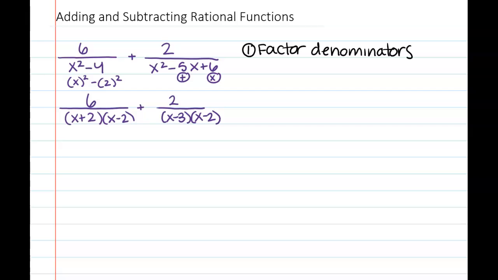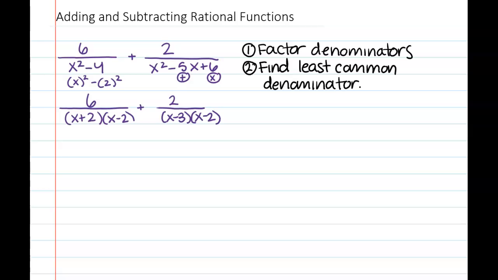So after you factor, the next step is to find the least common denominator. And this is actually simpler than with numbers because in this case we just need to include every single factor we see. So we have an x plus 2, an x minus 2, an x minus 3, and we already counted x minus 2, okay? So our LCD in this case is x plus 2 times x minus 2 times x minus 3.